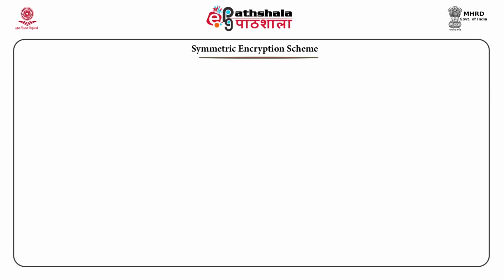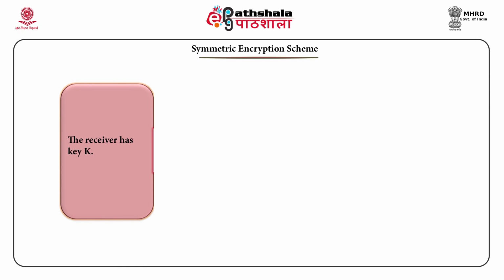We already assume that the sender and receiver have exchanged the key. So, the receiver has the key K. The decryption algorithm would be applied, that is decryption with K and C, and P would be retrieved back.